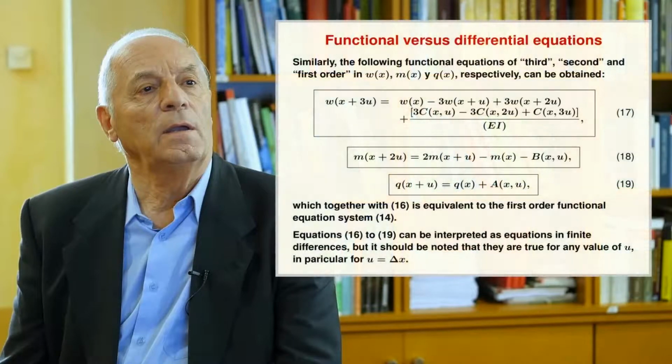Similarly, the following functional equations of third, second, and first order in w, m, and q, respectively, shown in 17, 18, and 19, can be obtained, which together with 16 is equivalent to the first order functional equation system 14. Equations 16 to 19 can be interpreted as equations in finite differences, but it should be noted that they are exact for any value of u, in particular for u equal to delta x.